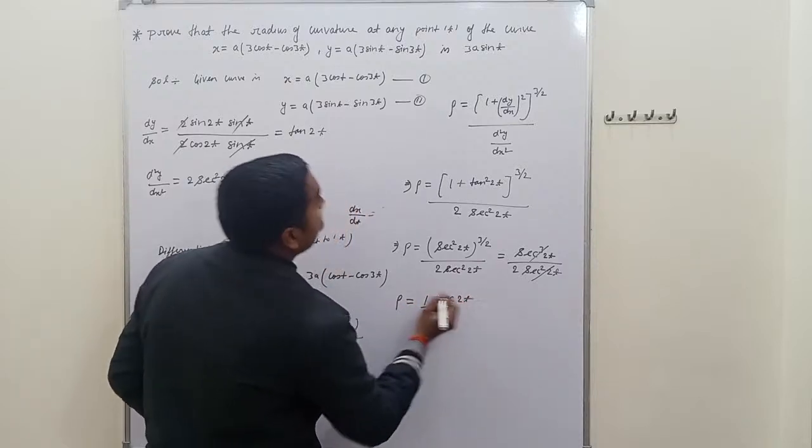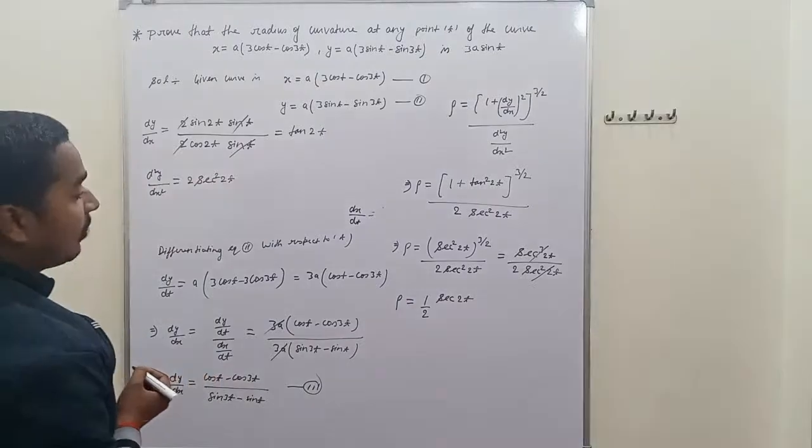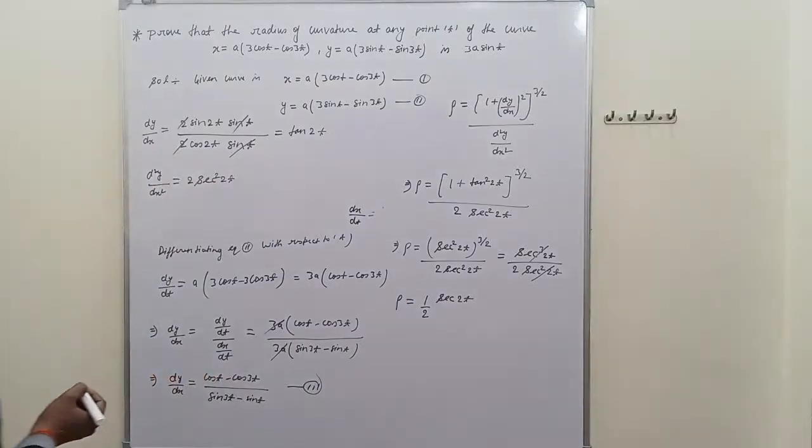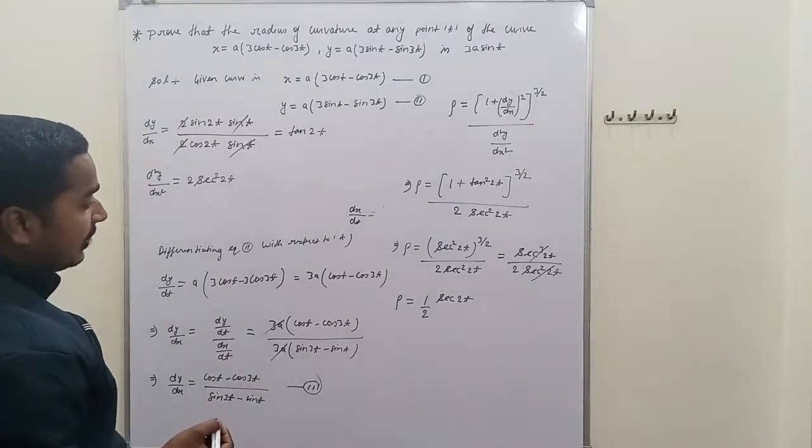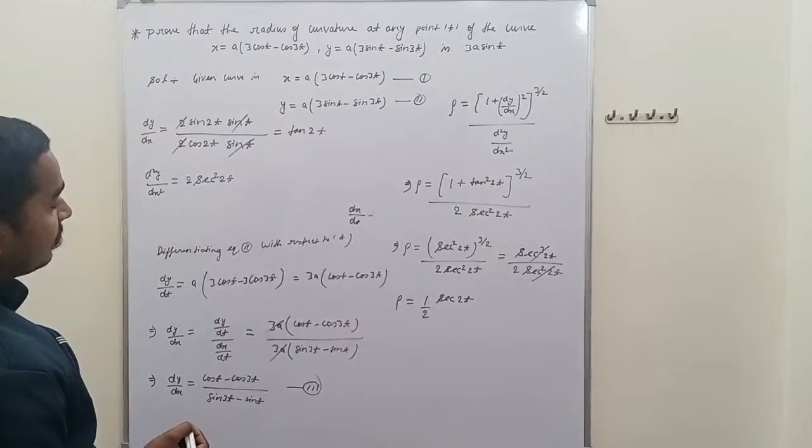Now we have to prove that the radius of curvature at any point of the curve is 3a sin t. Once again, 3a sin t.